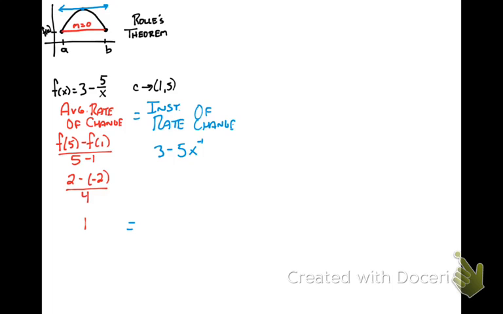is 5x to the negative 2 power, which is equivalent to, as I go to solve this thing, 5 over x squared. When will that equal 1? Well, that's going to equal 1 when x squared equals 5, which is when x equals the positive or negative square root of 5. But c, the value we're looking for, has to be between 1 and 5. So this means that the only possible value c can have is the square root of 5.